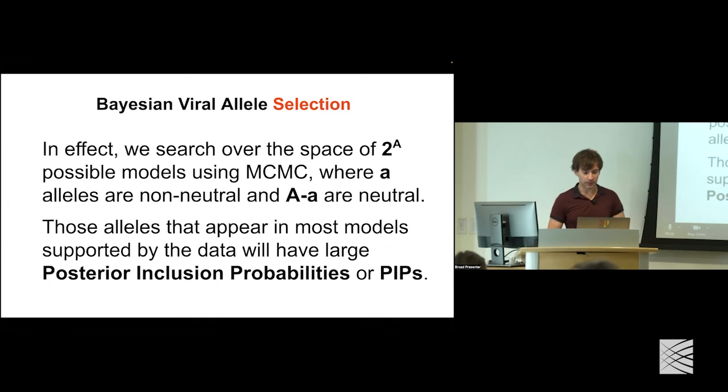Okay, so to recapitulate, we're going to be searching over this space of 2 to the capital A models, where A is the total number of alleles. We're going to be using some Markov chain Monte Carlo method to do so. And we're going to be preferring models where only a small number of alleles are non-neutral, and most of them are neutral. Again, we're using this Bayesian variable selection approach. One nice thing that we'll get at the end of the day is PIPs, posterior inclusion probabilities, that will help us rank the alleles and help us identify which alleles are likely actually feeding into differential fitness in SARS-CoV-2.